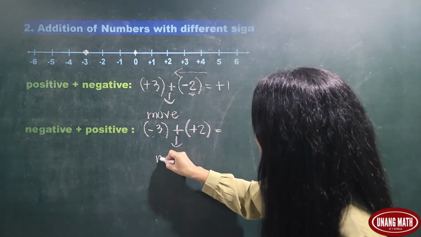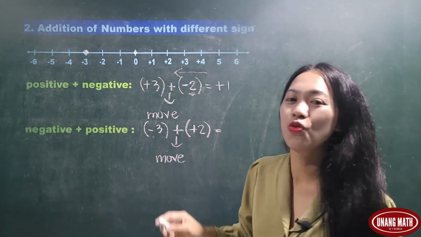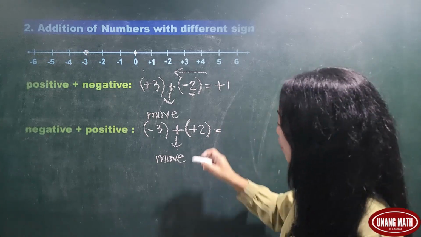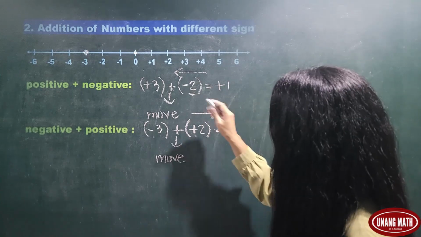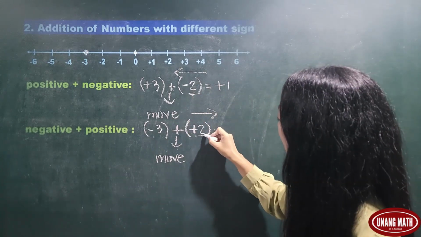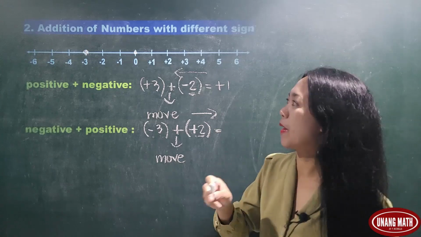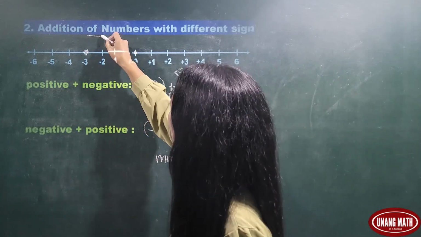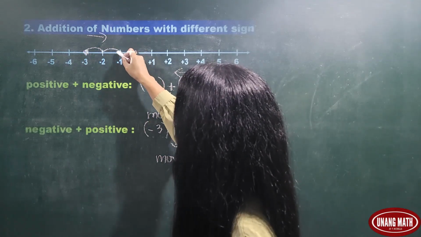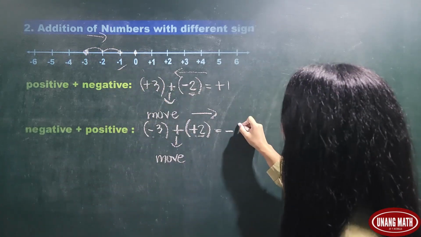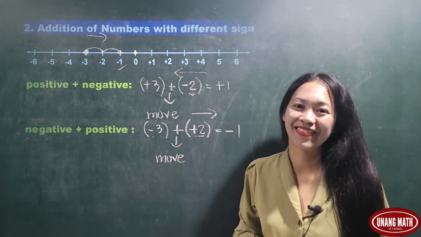Plus or addition means we need to move. Where do we need to move? This time the sign is positive. That means we need to move to the right. How many times? 2 times. So from here, move to the right 2 times, 1, 2. So our answer is negative 1.